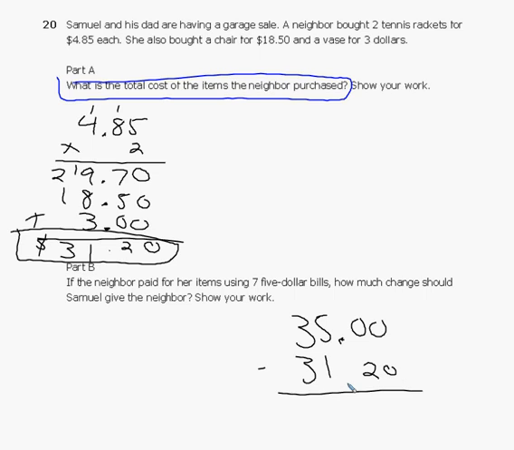0 from 0 is 0. I cannot take 2 from 0, so I got to regroup right here. That's 4, and that's 10. 8 from 10 is 8, 2 from 10 is 8. Bring down my decimal. 1 from 4 is 3. And 3 from 3 is 0. So that would have been, she would have got $3.80 of change back.